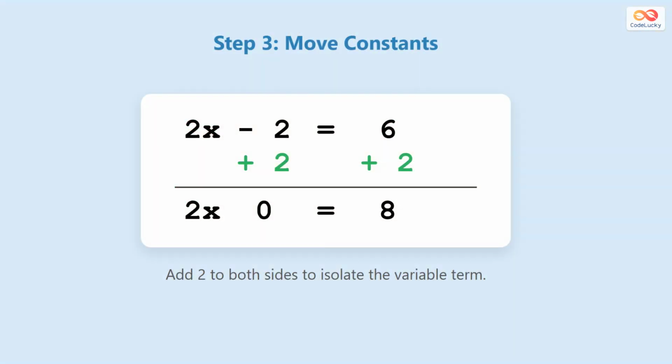Now this looks like a standard two-step equation. We need to isolate the term with the x. We have a minus 2 here, so the inverse operation is to add 2. We add 2 to the left side and 2 to the right side. This leaves us with 2x equals 8.